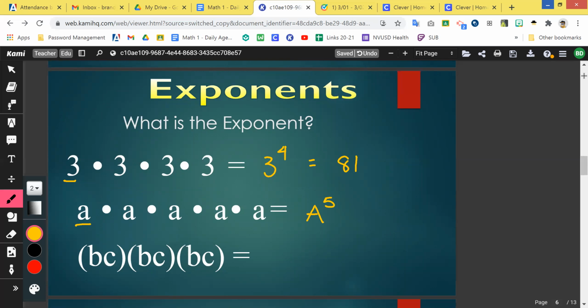Here you have B, C, and they're in parentheses. So what that means is we're going to keep the parentheses around the BC. So we have B, C, and there's 3 of them. So 1, 2, 3, that'd be BC cubed. So whenever you have the parentheses around, you're just going to keep those, and then you're basically writing how many of those groups that you have.